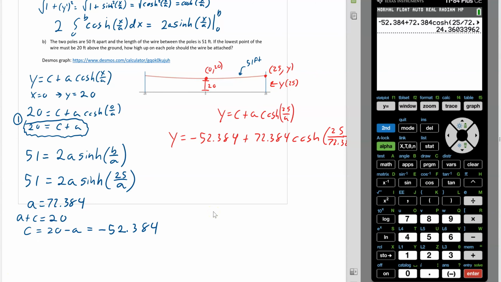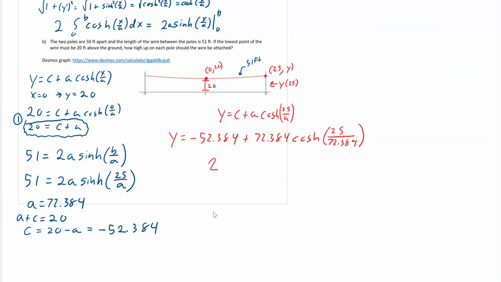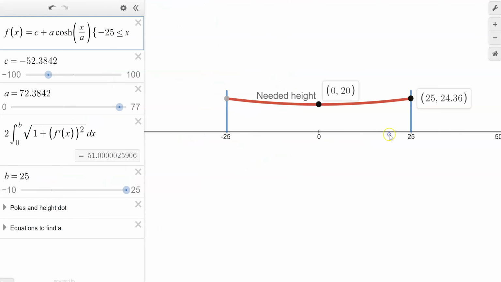And that gives us 24.36. And the units here are feet. So if we take a wire that's 51 feet and attach it at 24.36 and 24.36, it will hang and have a height right in the middle of 20 feet, which would clear everything. And you can see with our calculator here, with Desmos, just by playing around with it, we got the same thing.